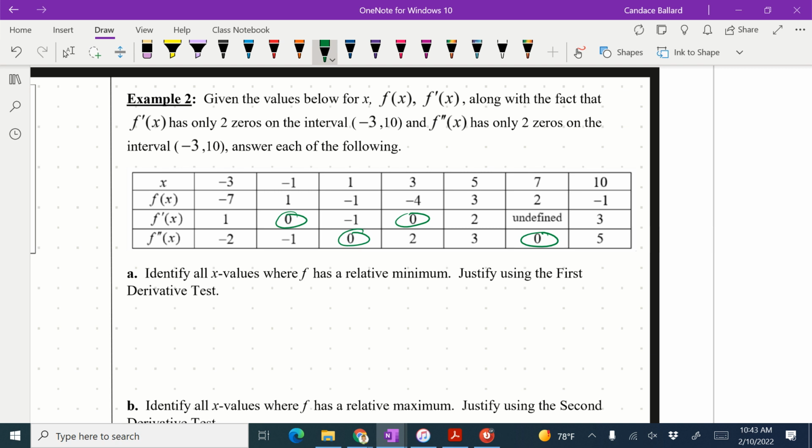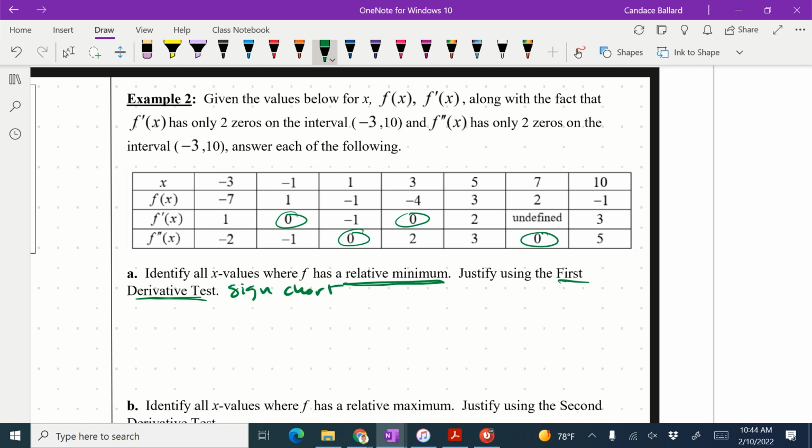Identify all x values where f has a relative minimum. Okay, so we're looking for a relative min. Justify using the first derivative test. Now, I didn't write this question, but the person who wrote this question is trying to mimic the process of the AP exam. The AP exam is never going to tell you whether to use the first or second derivative test. You just have to base it on what's there. So in this case, we're being forced to use the first derivative test. When I think first derivative test, I think sign chart.